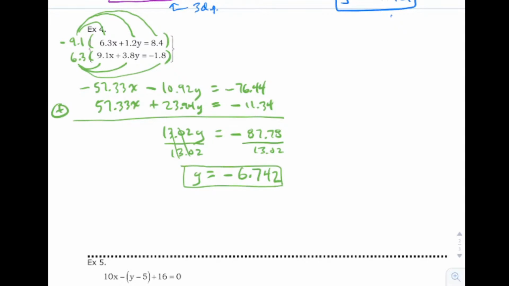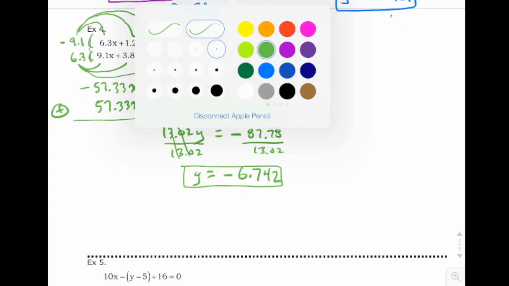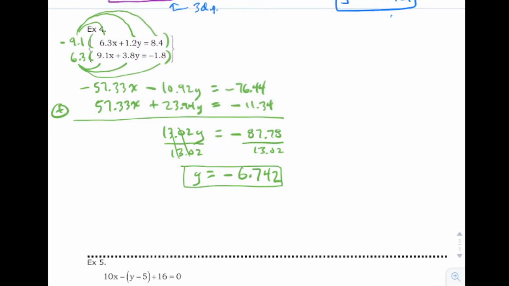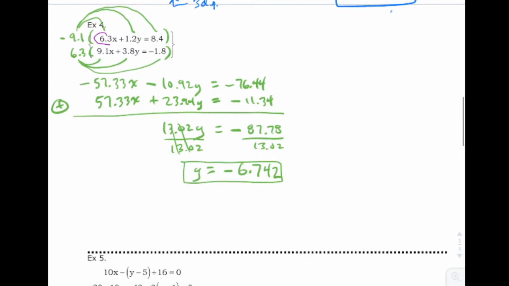Let me see if that's what I got before. Oh, that's the wrong problem. Huh. Looks like I didn't do it before. Okay. I'm going to hope I did that right. Now I'm going to have to solve for x. So come up to one of these equations. Typically, I just grab the one on top. Again, this doesn't matter which one you use.